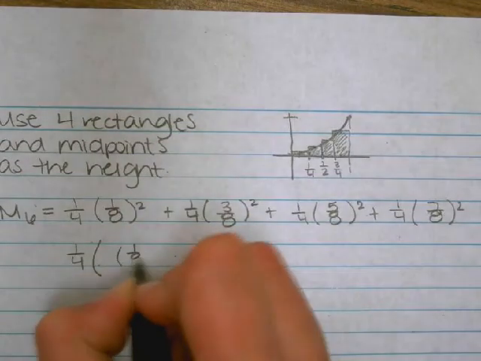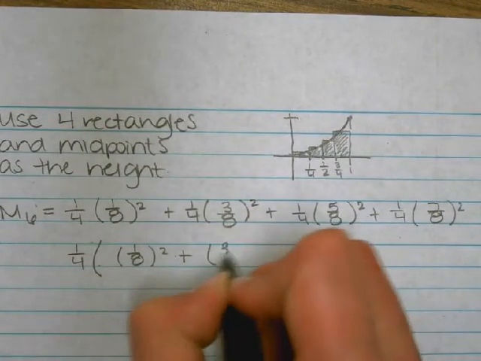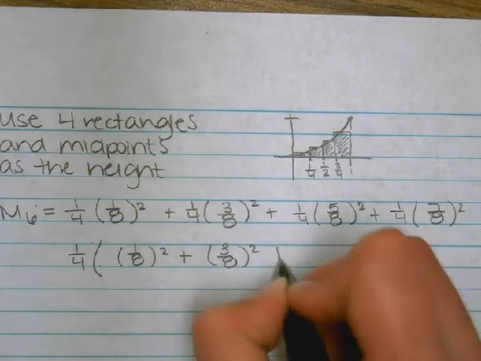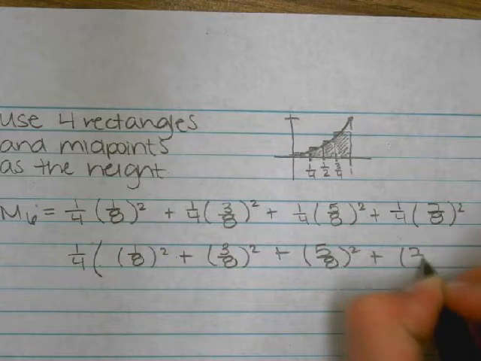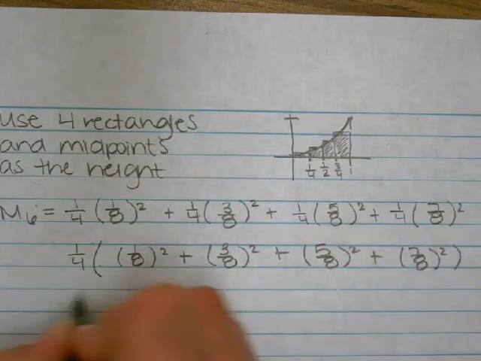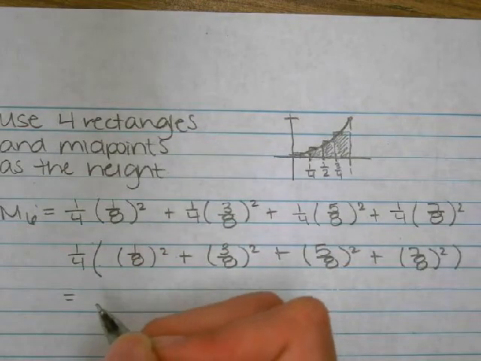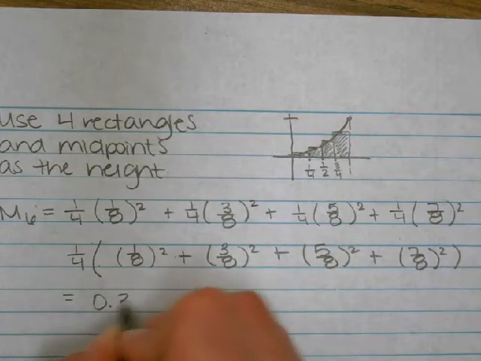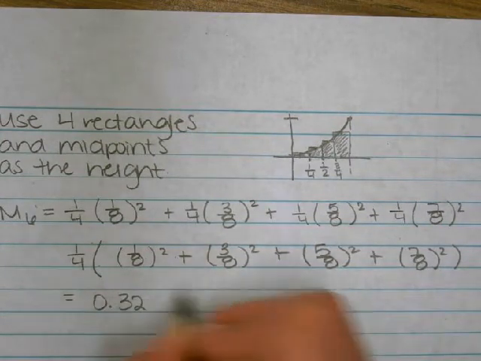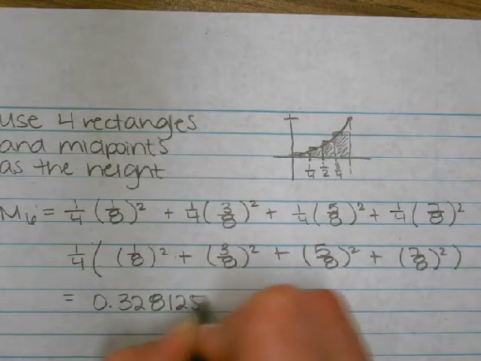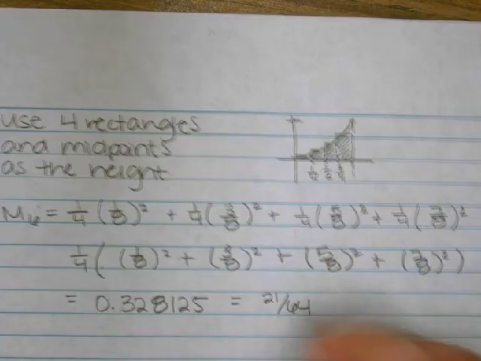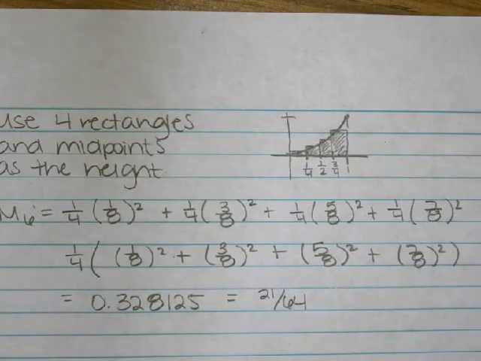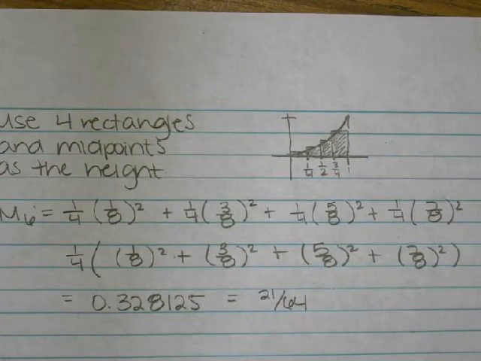So I can go ahead and rewrite this so it's easier to plug into my calculator. And what you get on this one is 0.328125, which is 21 out of 64. That's a pretty good estimate there. It's not the exact answer, but it's pretty stinking close.